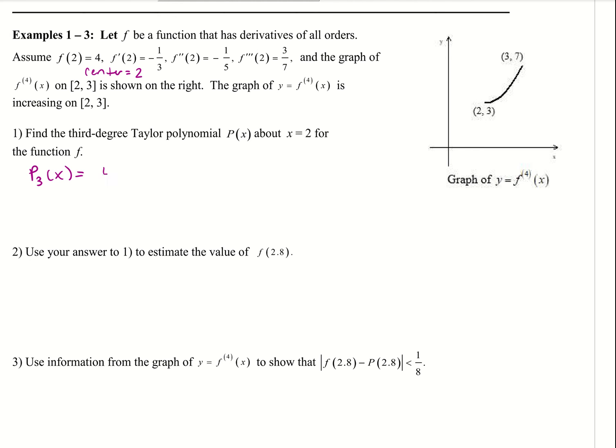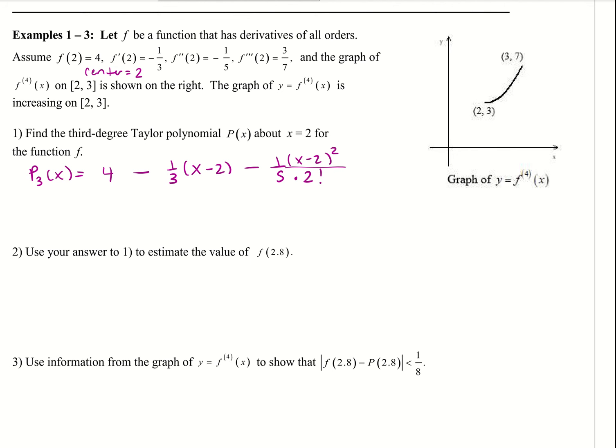be f of 2 plus f prime of 2 times, now that's the first derivative, so this would be x minus 2 to the power of 1 over 1 factorial, which I won't write. If you'd rather, you could write this as a minus. Your choice. And then the second derivative would be a negative 1/5, and this would be times x minus 2 to the second power, and this is divided by 2 factorial, or 2.